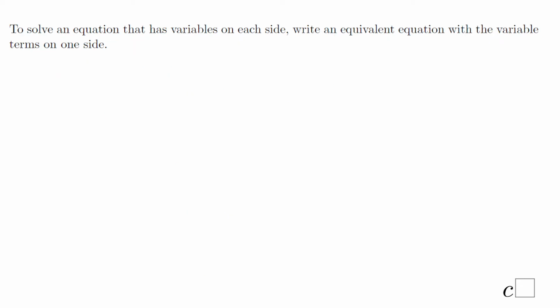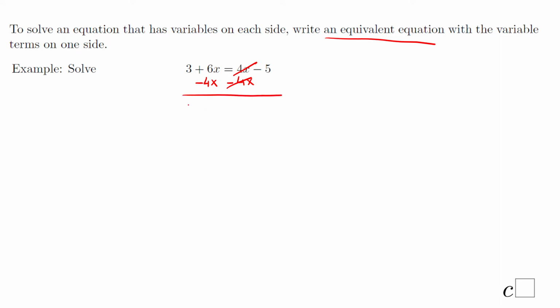On the next part of the lesson, we will look at equations where we have variables on both sides, like this one. And you have to write what we call equivalent equations. In this case, for this example, my first step will be to subtract 4x to get rid of this 4x. Don't forget to do the same thing on the other side of the equality, on the left side. So now let's see what we have. We have 3 plus 6x minus 4x is 2x equals negative 5.